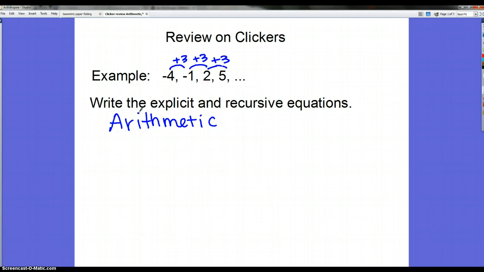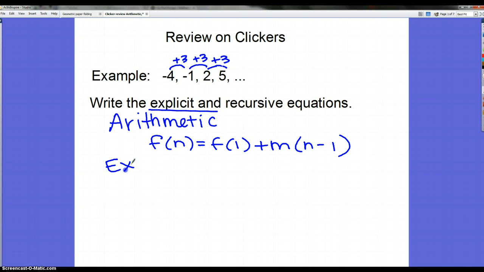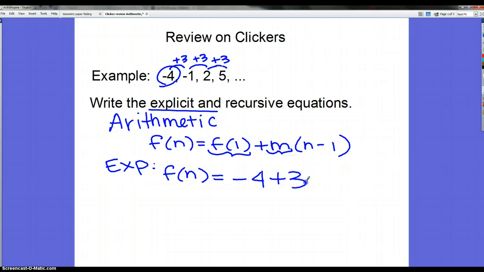And that would also mean that the explicit form would be f of n equals f1 plus m times n minus 1. So if we're going to write explicit, we'll start with that. So f1 is our first term. So we've got f of n equals our first term. Our first number is -4 plus our slope is 3 times n minus 1.